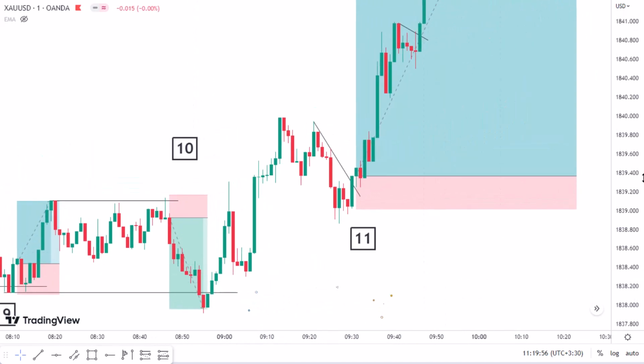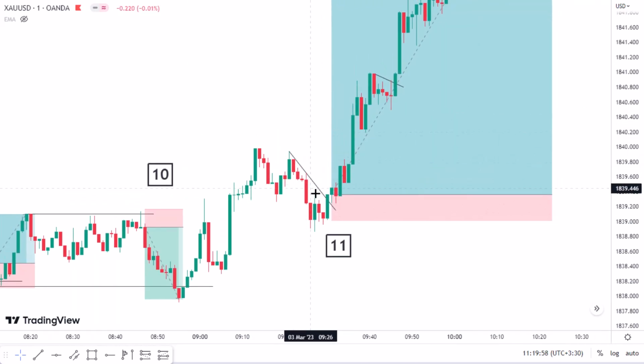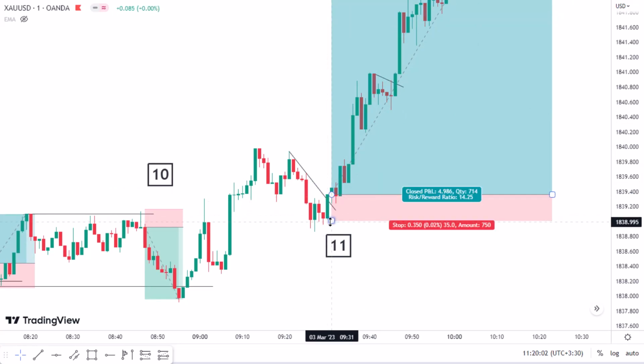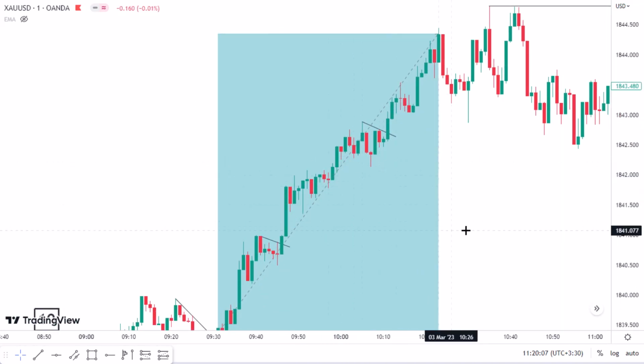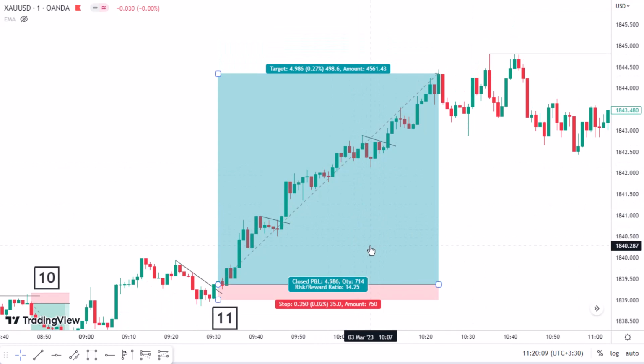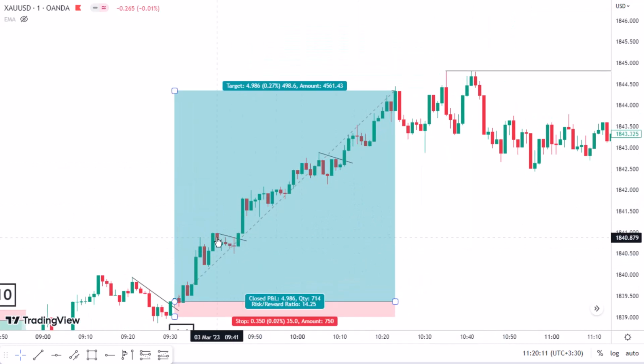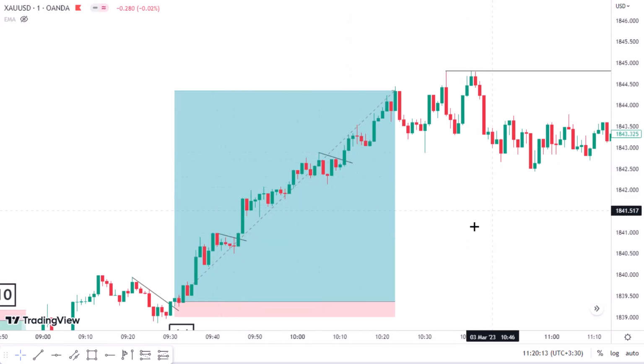On the trade 11, we have a trend line with 2 touches. On the 3rd time it is broken here, we enter the buy position, put our stop loss below the candle, and it gives us a reward of actually something around 14. You could also enter buy position on these trend lines too.